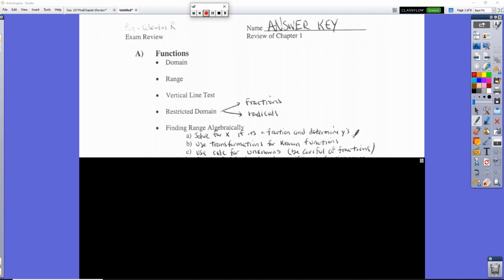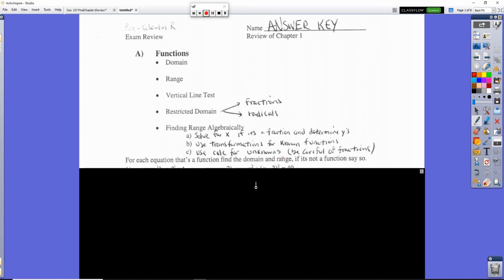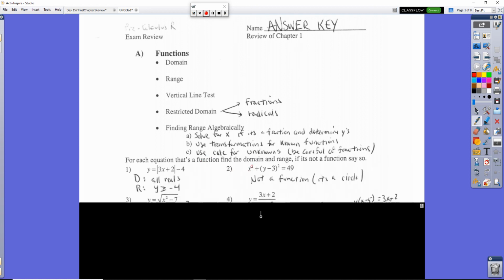So here are the solutions for the Chapter 1 review homework. In our first grouping of problems, we were asked to find whether each equation was a function or not, and then if it was a function, find its domain and range. So number 1 is y equals the absolute value of 3x plus 2, minus 4.